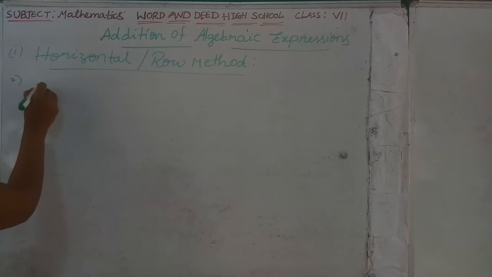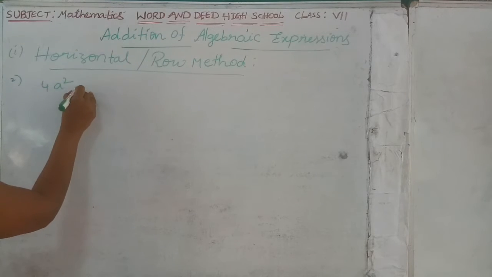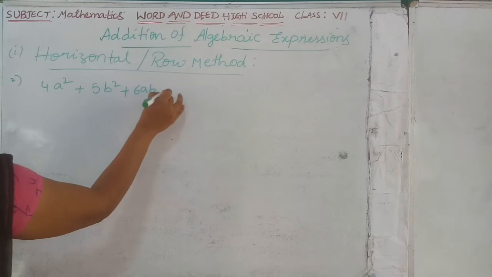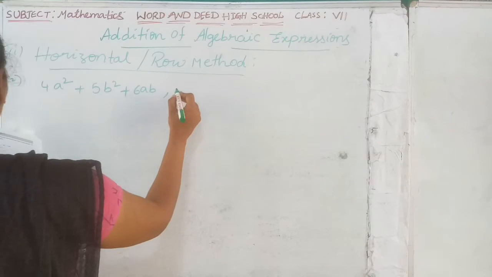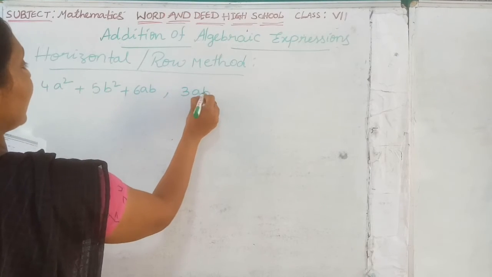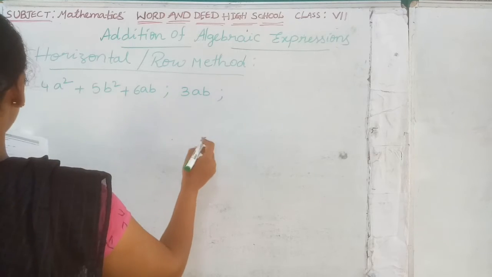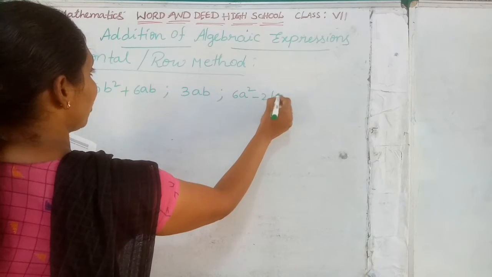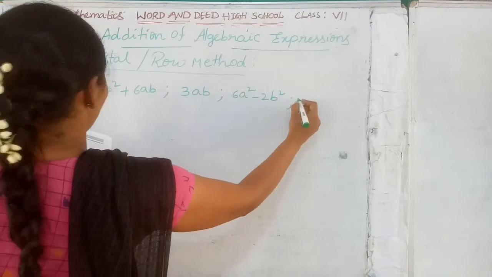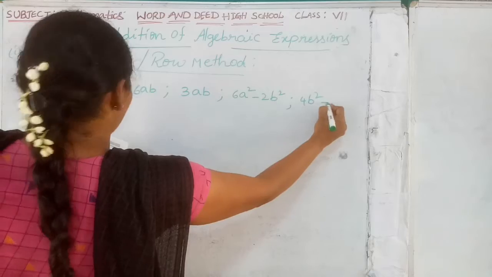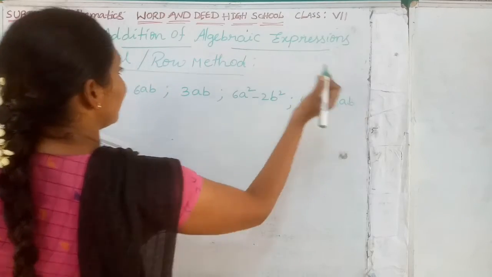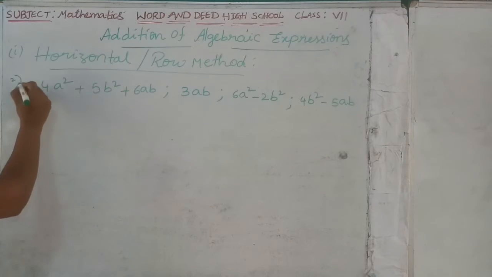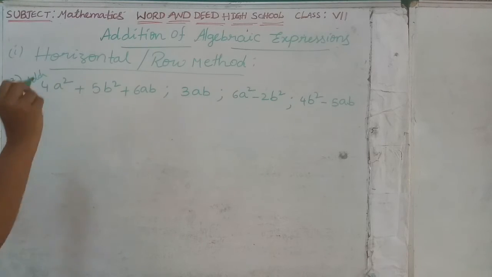Yes, second problem. 4a square plus 5b square plus 6ab, comma, 3ab. This is the second expression. Third expression, 6a square minus 2b square. Fourth expression, 4b square minus 5ab. See, here four expressions they have given. So, we can add, children.